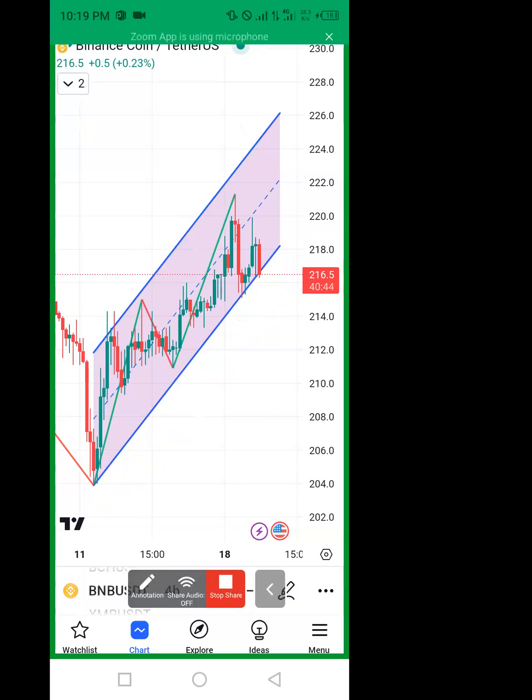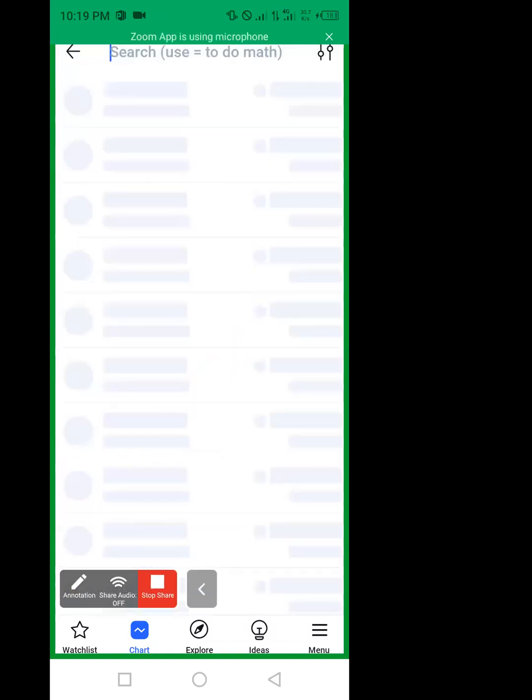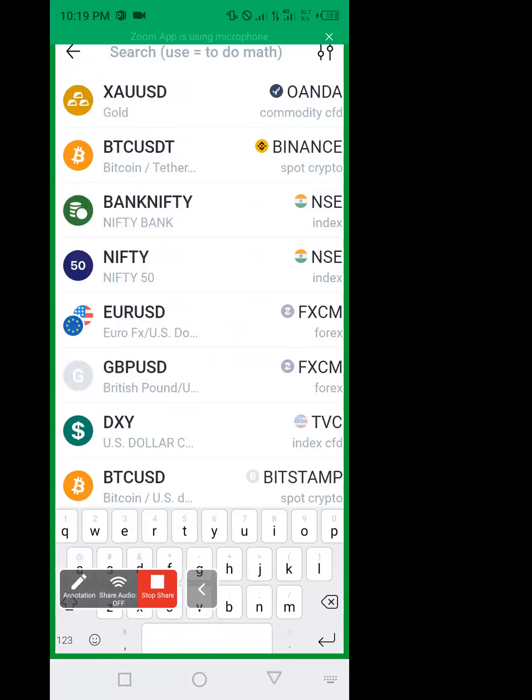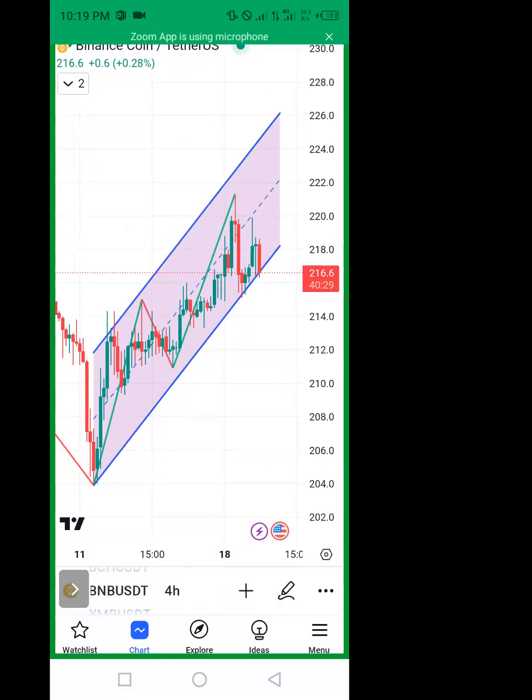So I was telling you that the general trend of this, it is BNB, not BCH, the general trend for BNB is upward. It is an upward movement. It is going up. It is in the uptrend.